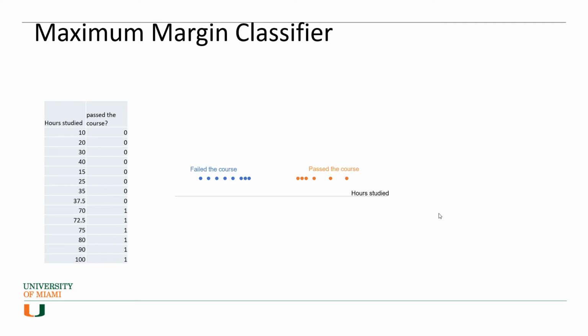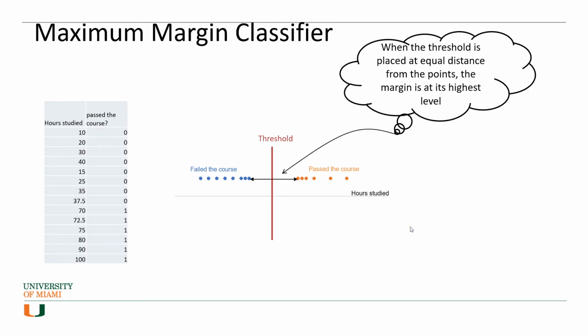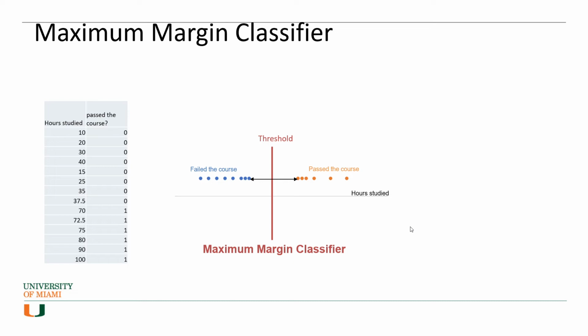We are going to show them with two colors, orange for the ones that passed the course and blue for the ones that failed the course. Here we can find a threshold. This point is going to be a point that has the maximum distance from all the other observations in the data set, and that is the one that I have shown here. And we can show that that is going to be right in the middle, because the threshold that is placed at equal distance from all the points would have the highest distance from all the points. And this is basically our maximum margin classifier.